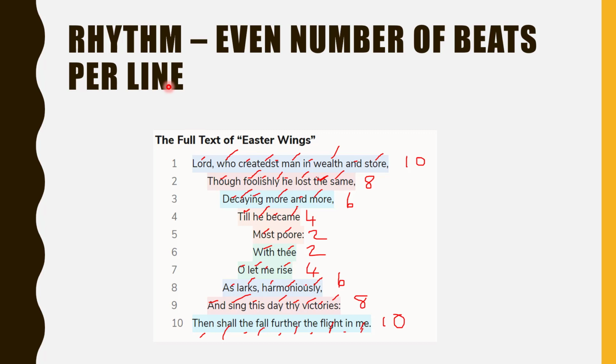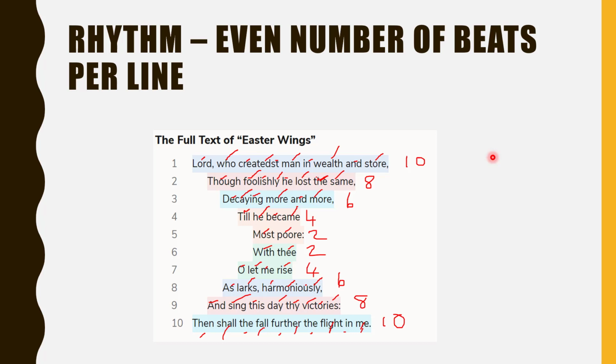Let's look at the rhythm. There are an even number of beats per line: 10, 8, 6, 4, 2, 2, 4, 6, 8, 10. So, "Lord, who created man in wealth and store, though foolishly he lost the same, decaying more and more, till he became most poor." Yes, this is very, very interesting.